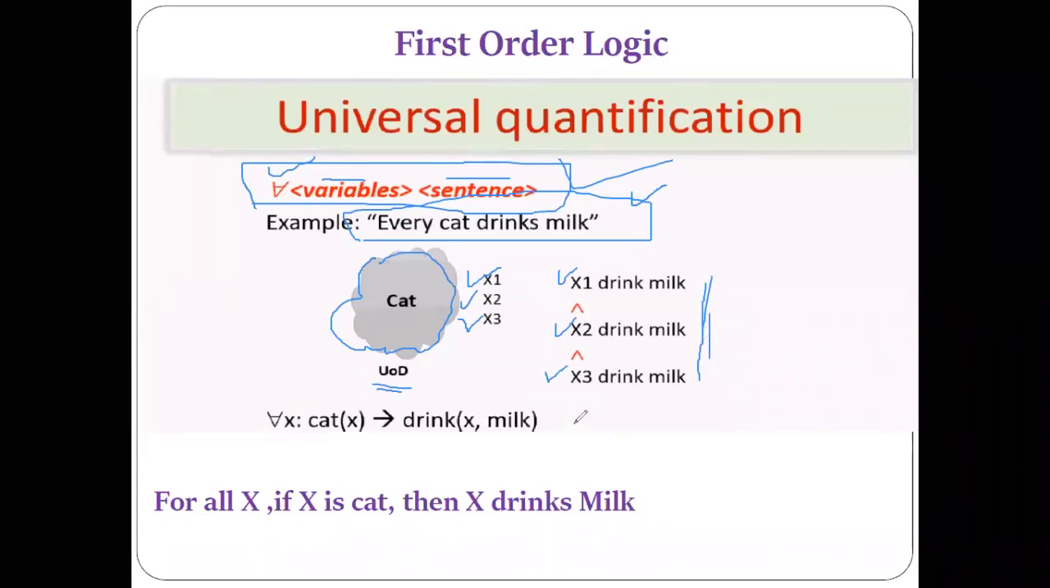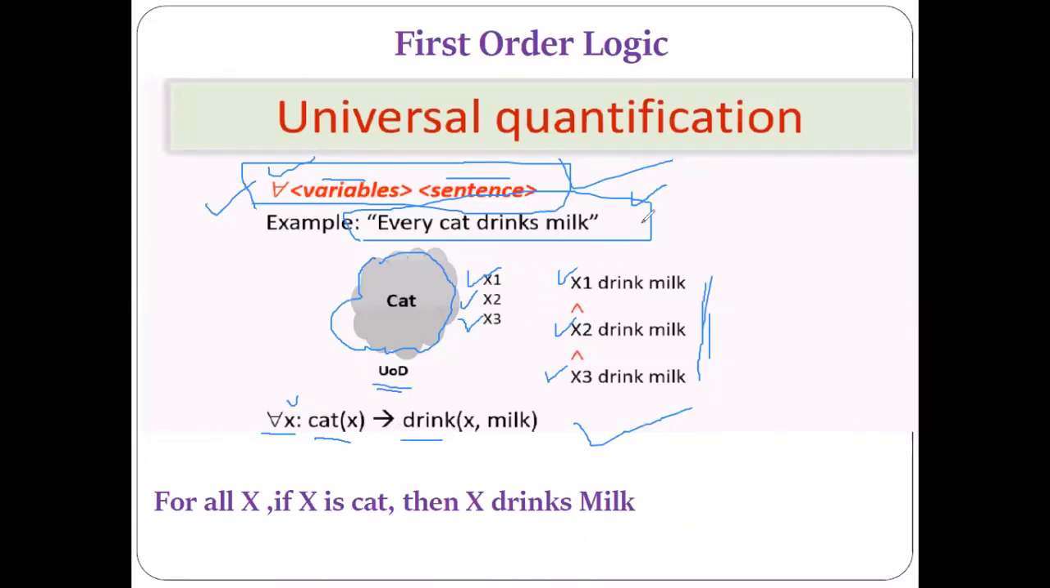Now, logic for this is very simple. You can see here, as I mentioned here, universal quantifier followed by the variable X. Now, what is the X? Cat. X are whatever number of cats are there. Yes, sir. Correct or not? Yes. So, universal quantifier followed by the variable, colon, followed by cat in bracket X. Then, which implies drink in bracket x comma milk.